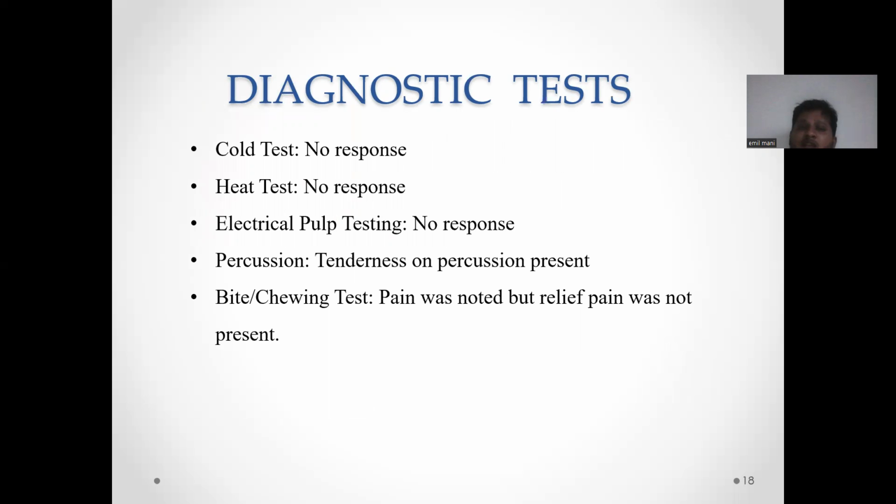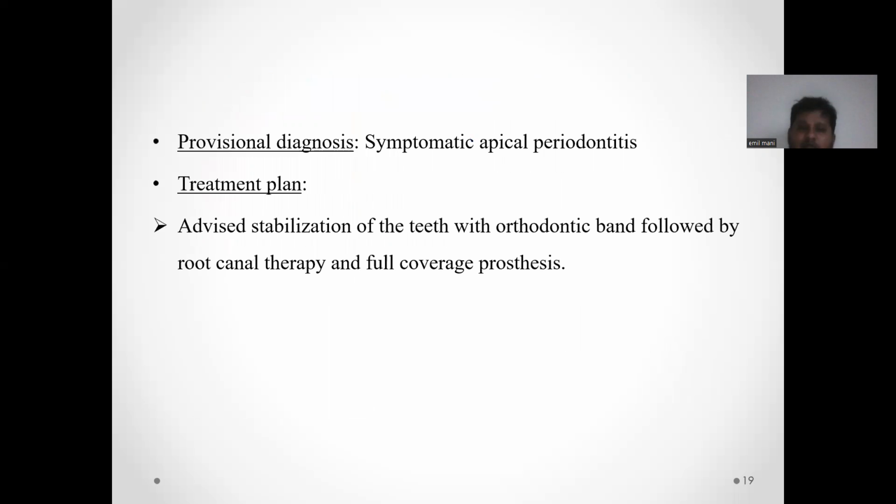Major diagnostic tests like cold test and heat test, EPT were performed, which showed no response, and the tooth was tender on percussion. And our provisional diagnosis was symptomatic apical periodontitis, and the treatment plan was stabilization of the teeth with an orthodontic band, followed by root canal therapy and full coverage prosthesis.